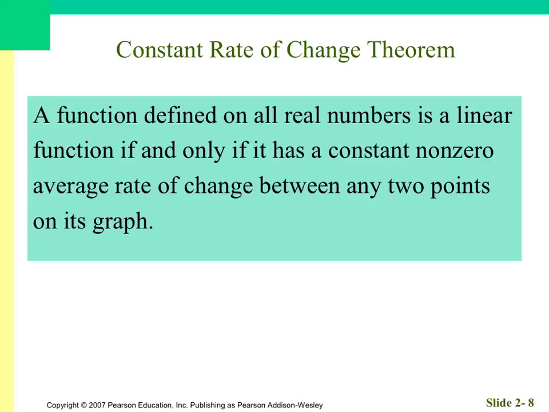Constant rate of change theorem. It says a function defined on all real numbers is a linear function if and only if it has a constant non-zero average rate of change between any 2 points on its graph. Okay, so yes, you can have a linear equation with a slope of 0, but that is not a constant rate of change because it's not changing. Okay? So outside of that, though, it has to have the exact same slope throughout the entire line. Otherwise, it's not a line. So that's why it's called the constant rate of change.